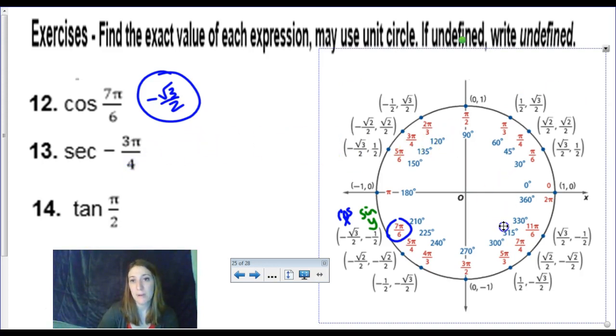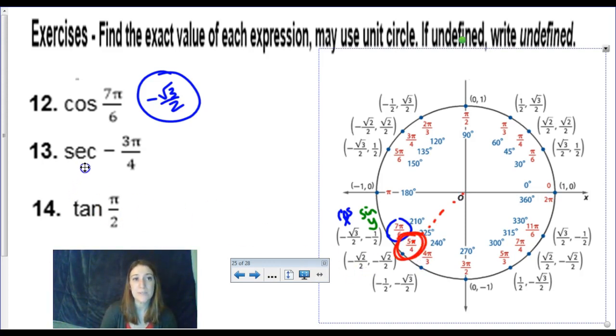Secant of negative 3 pi over 4. Now this is kind of a drawback because on this particular one, they don't show you negative angles. You have to think real hard. So 3 pi over 4 is going in the positive direction, positive 135 degrees. So negative 3 pi over 4 would be going this direction. We'd land at negative right here. So it's the same thing as 5 pi over 4.